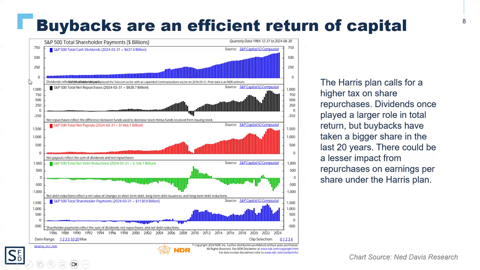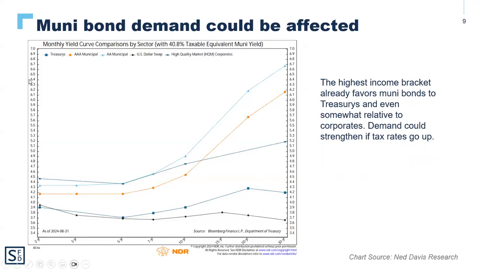Now, muni bonds are another area that could see an impact from the differences in policy. Today, the highest tax bracket investors should probably prefer muni bonds to treasuries and even to corporate bonds in some cases. If income tax brackets go up, or the taxes on different income brackets go up, that means demand for munis would also likely go up, suppressing yields and at least temporarily boosting muni bond prices.